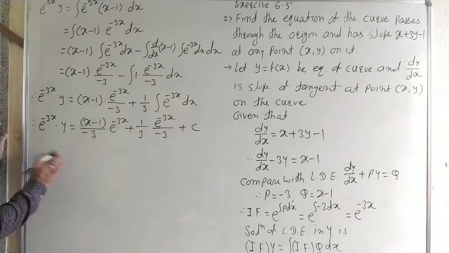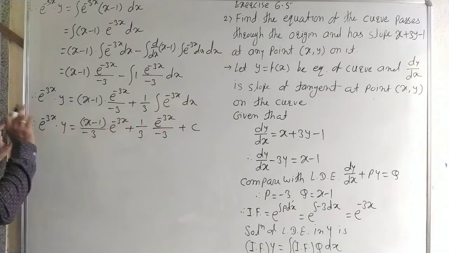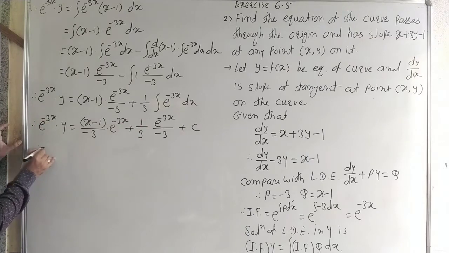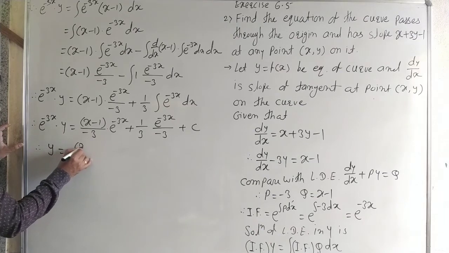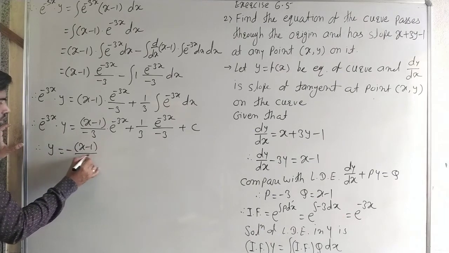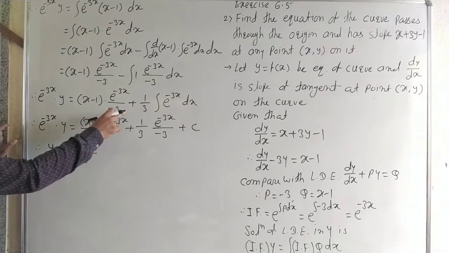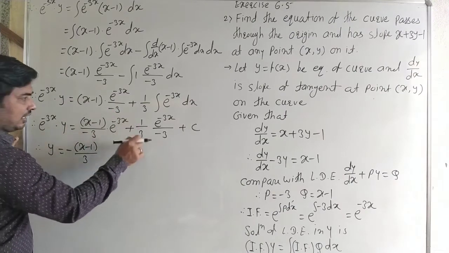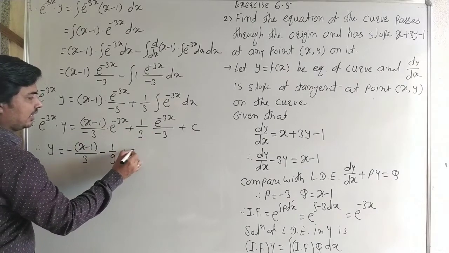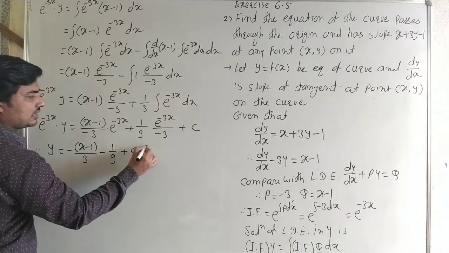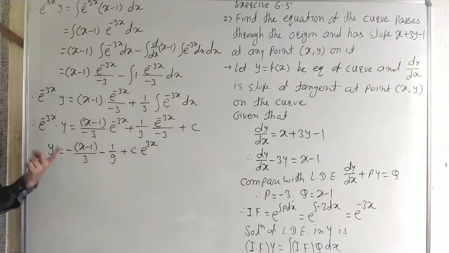Okay, we write the general solution form. Here it is e to the power -3x. Dividing by e to the power -3x, we get y is equal to, see carefully this, -(x - 1)/3. This e to the power -3x gets cancelled, e to the power -3x gets cancelled. Here it is -1/9, and here c upon e to the power -3x. And here it is our general solution.